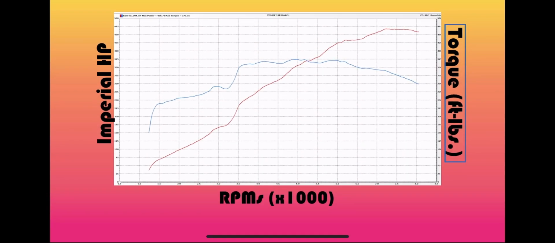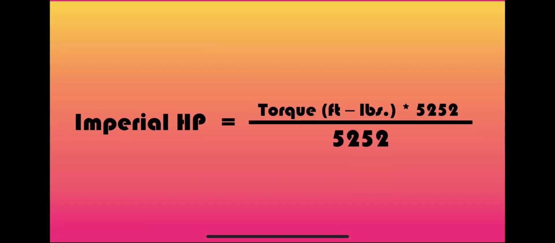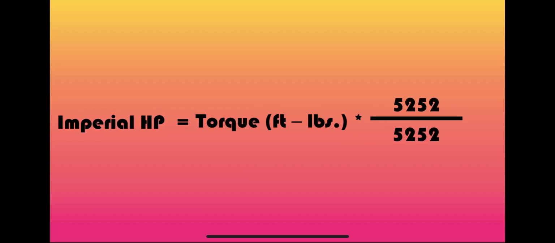The next thing that I would like to note is that horsepower and torque are equal at around 5,252 RPMs. This makes sense because the frequency of the rotations of the crankshaft in the car is equal to the frequency of the rotations of the crankshaft in 1 horsepower. Thus, when you divide the two, you get the horsepower is equal to the torque times 1, which is simply just the torque.